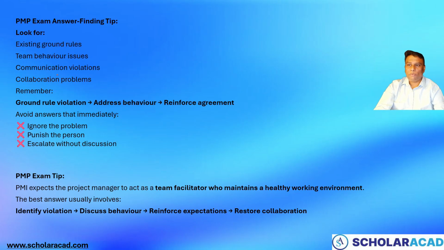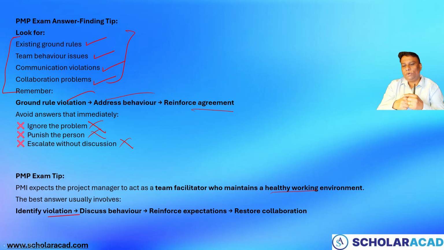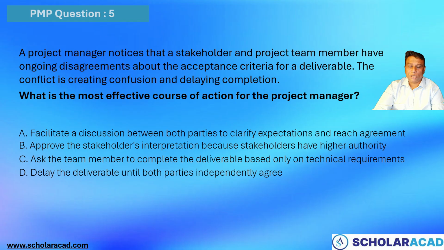Now what should we focus on? Ground rules, behavior, communications, violations, collaborations. These are some of the keywords that you need to look for in your options. Then focus on the violations, addressing behavior, and agreement. Never ignore your problems, never punish the person or escalate. We always need to focus on a healthy environment where we can restore the right collaboration. Last question, question number 5.